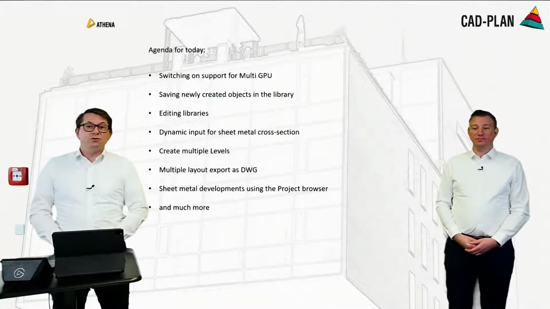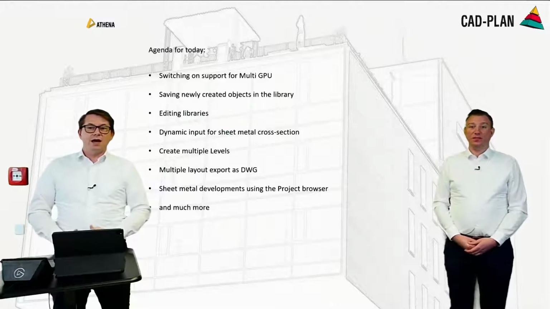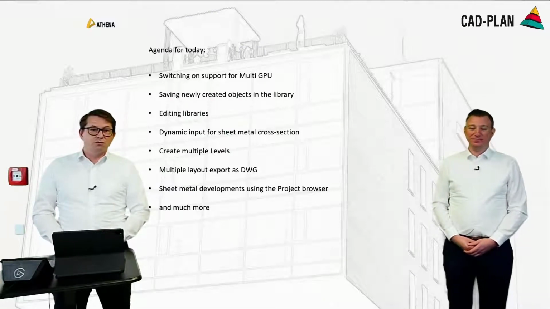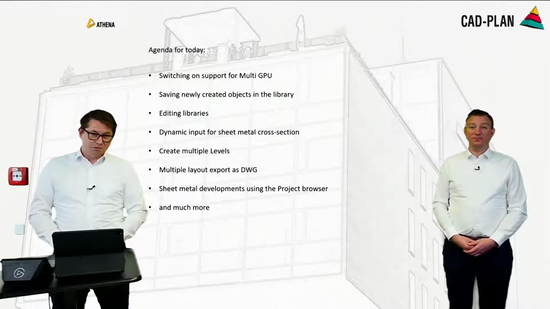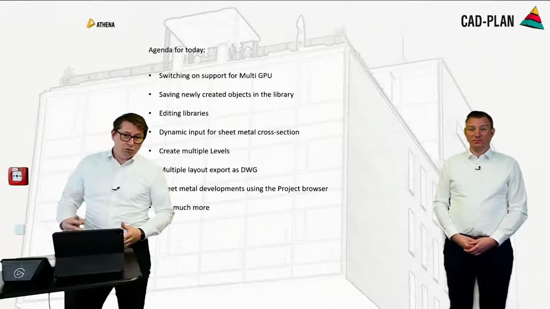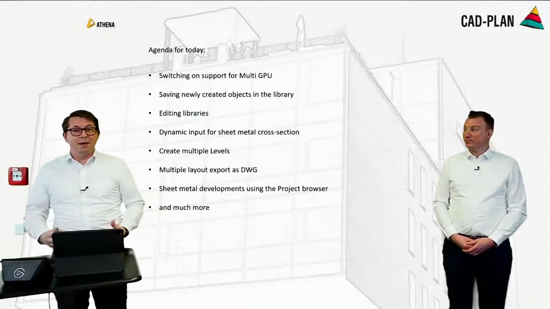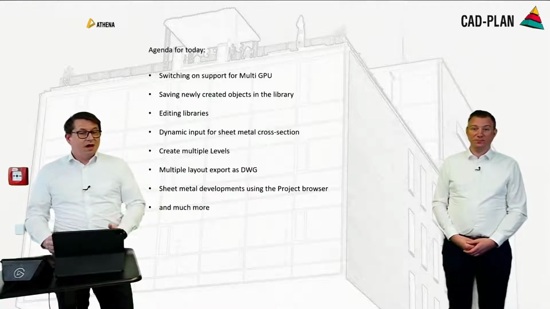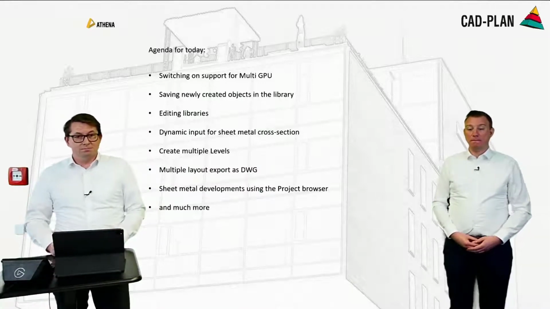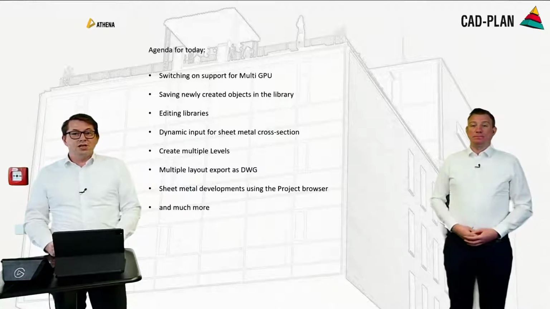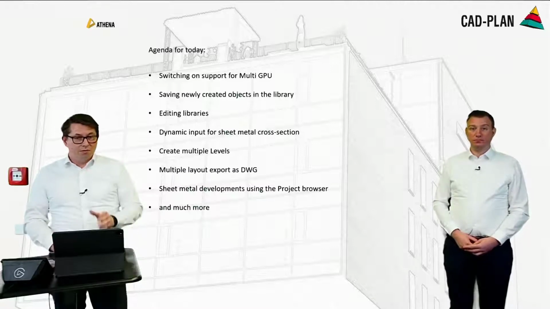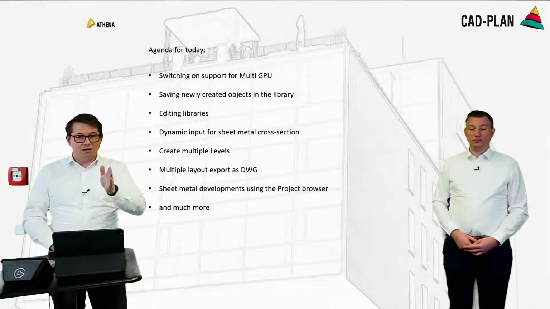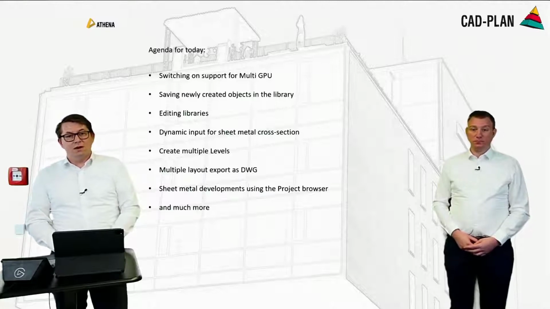Save newly created objects in the library. The new dialogues can be operated across the board, making ATHENA even more intuitive to use. Then how to edit these libraries. Here you can manage your libraries quickly and clearly, and Philipp will show you this one too. Dynamic input for sheet metal cross-section: now even more intuitive to create your exact dimension directly on the mouse. If you have the path, then you can create your dimensions directly.